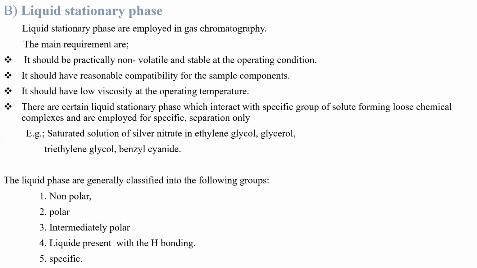There are some liquid stationary phases which interact with specific groups of solutes forming loose chemical complexes and are employed specifically for separation only. Some of the examples are stationary solutions of silver nitrate in ethylene glycol, glycerol, triethylene glycol, and benzyl cyanide. The liquid phases are generally classified into the following groups: non-polar, polar, intermediately polar, liquid phases with hydrogen bonding, and specificity.